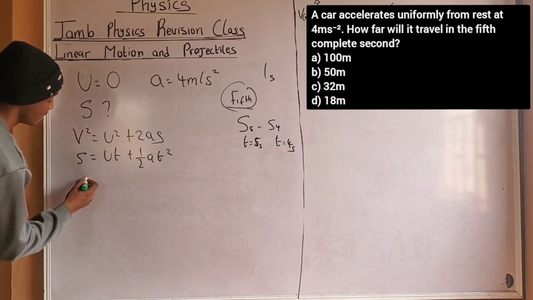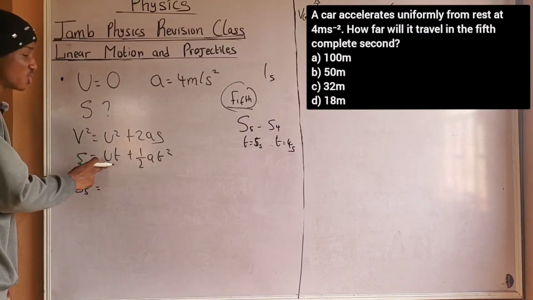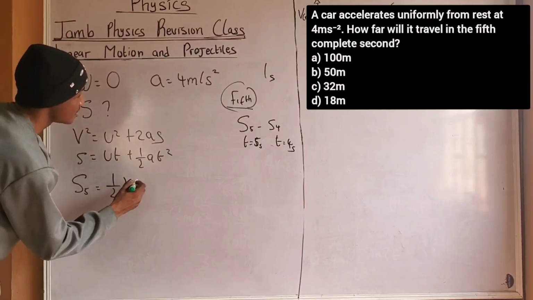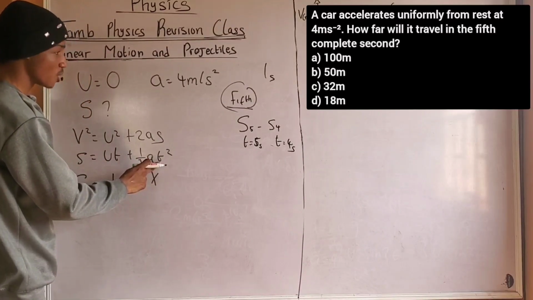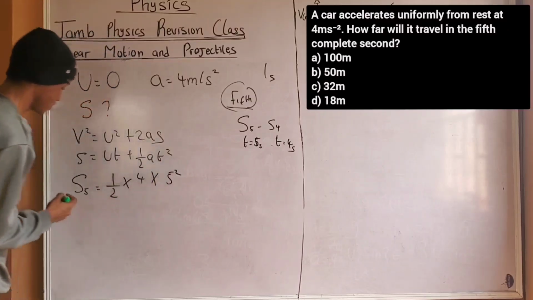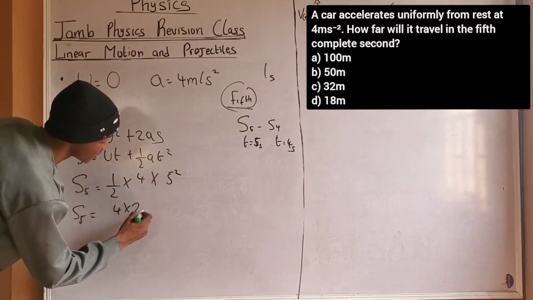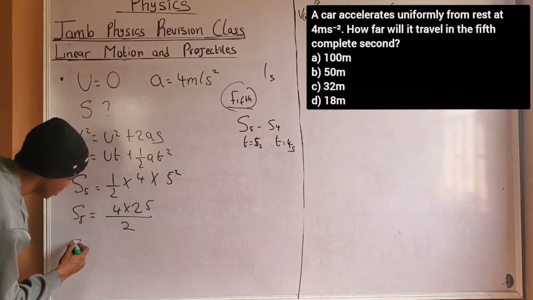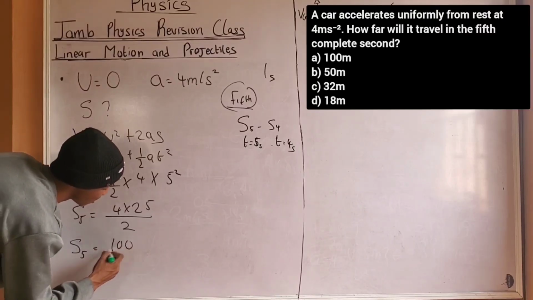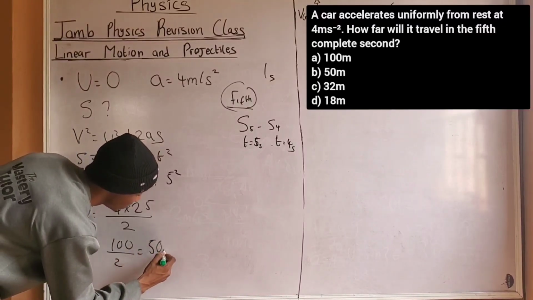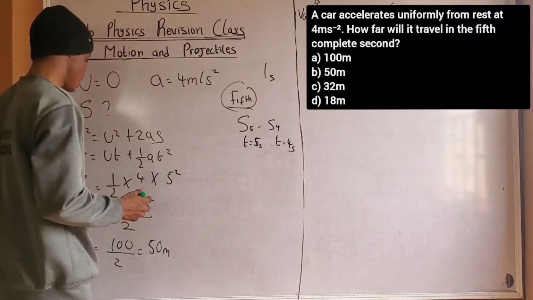Here I'm going to have S5 equals, now u is 0. That means that ut here will also be 0. So I'm going to have 1 over 2 times 4 multiplied by t squared. Here t equals what? 5. So I'm going to have 5 squared. S5 is equal to 4 multiplied by 25 all over 2. The distance that is covered in 5 seconds is 100 all over 2, which is what? 50 meters. Okay, let us calculate the distance that the car covers in 4 seconds.